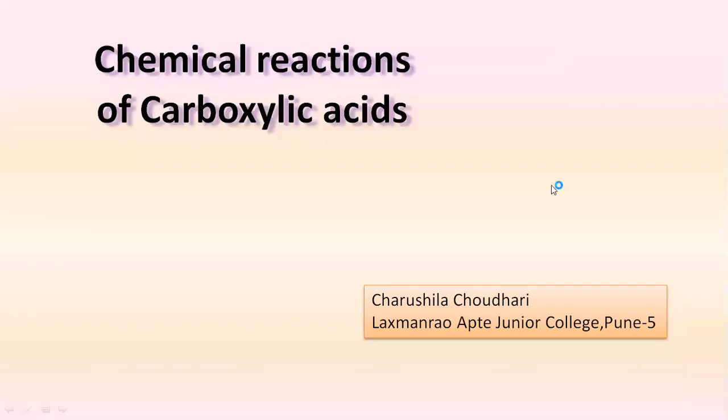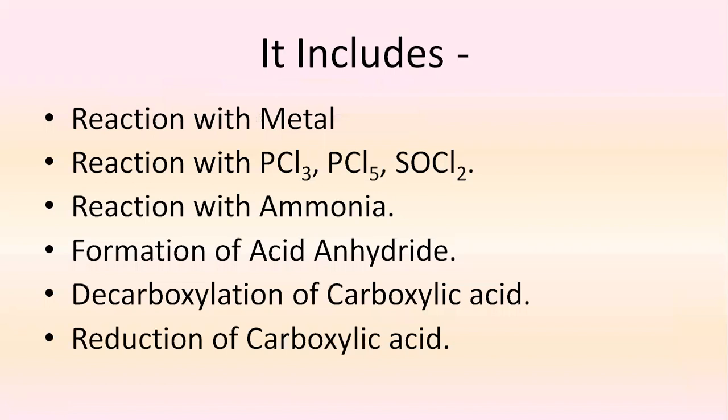Hello students, this is about the chemical reactions of carboxylic acid. This is the last part from the carboxylic acids and it is about chemical reactions shown by carboxylic acids. The reactions mainly shown by acids are reaction with metal, reaction with phosphorus trichloride, phosphorus pentachloride, thionyl chloride, reaction with ammonia, and it also forms acid anhydride. It also shows the reduction reaction and decarboxylation reaction.